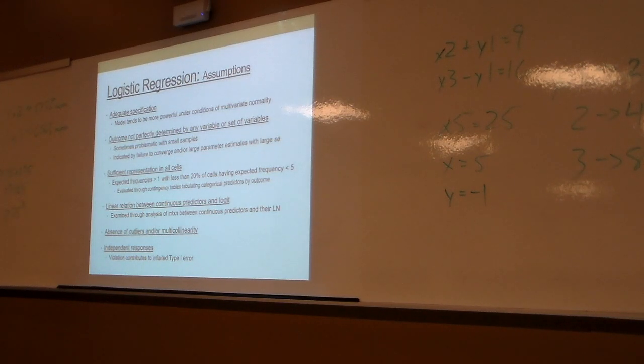Also, think about our basic chi-square models, right? We want to make sure that we have adequate representation in all of our cells. If we have cells that have 0 counts in them, that starts to become problematic. For our logistic models, we want to make sure that our expected frequencies in all of our cells are greater than 1, with less than 20% of our cells having expected frequencies less than 5. And so we can go through and take a look at contingency tables, make sure that we're good there.